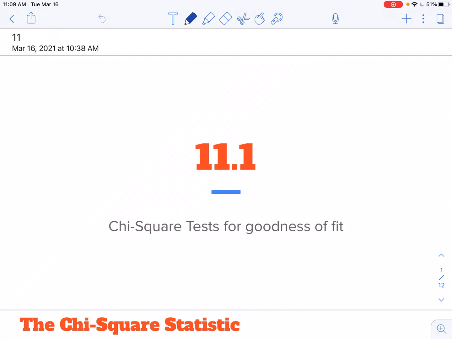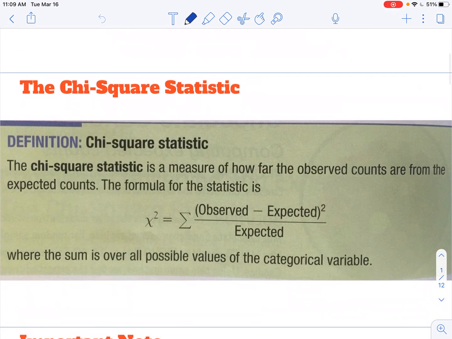These are the 11.1 video notes, and we're going to be looking at chi-square tests for goodness of fit. All right, so the chi-square statistic. First of all, it is chi-square. It is not the chi-square statistic. If you say chi-square to a statistician, they are going to cringe on the inside. So this is chi-square. I understand how hard that might be to say properly. We're not really too concerned with saying it properly, but just be aware that this is chi-square statistic.